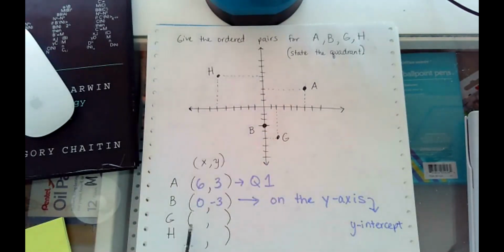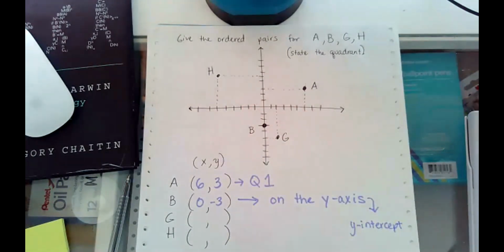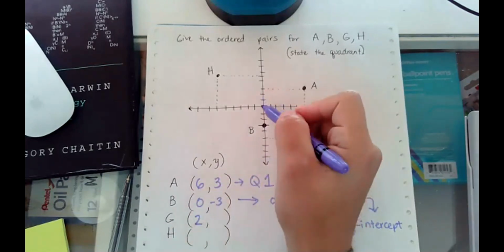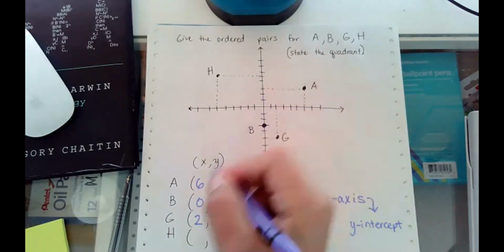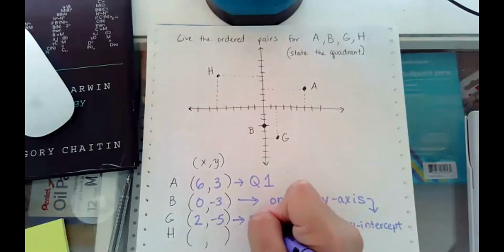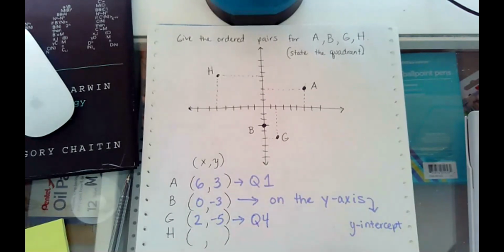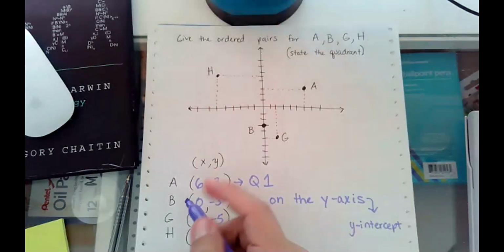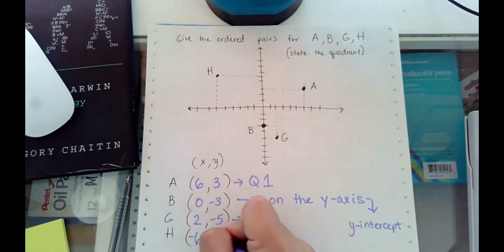Okay. What about the coordinates for the point G? 2, negative 5. Perfect. Went over 2 and then 1, 2, 3, 4, 5. Yeah, awesome. And what quadrant are we in? 4. Yeah, we're in Q4 there. Okay. And then finally for the point H. Negative 6, positive 5, right? And what quadrant are we in? 2. Yeah.